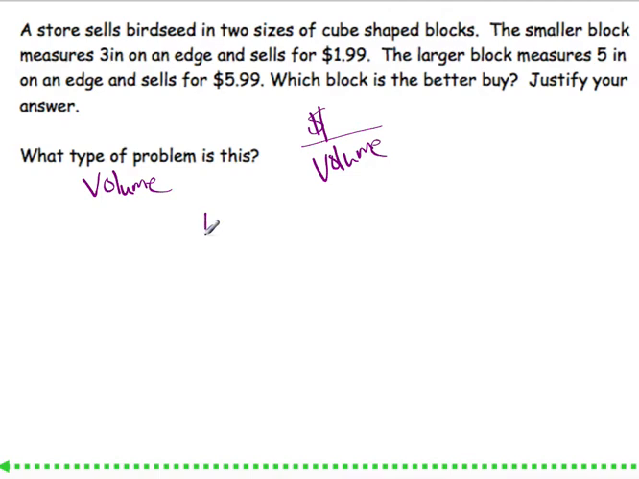So the small one sells for $1.99 and it has a 3-inch edge. And so this means that this cube has 3 by 3 by 3, and so the volume, 3 times 3 times 3, is 27. So if we divide 199 by 27, because that would be the volume of that cube, and we did volume in the previous video, so hopefully that part made sense. 199 divided by 27 is $0.07. So 7 cents per cubic inch.